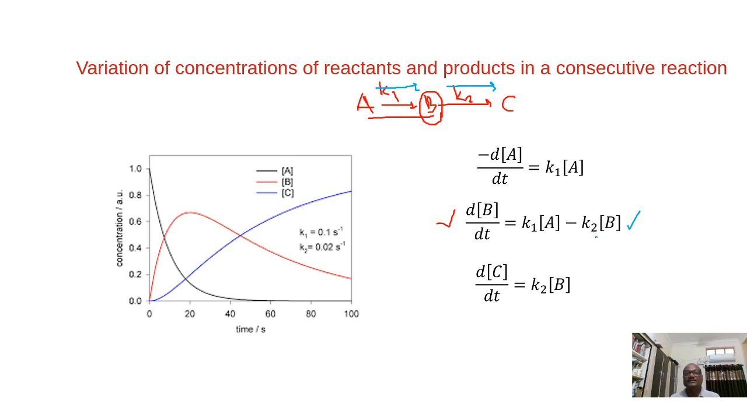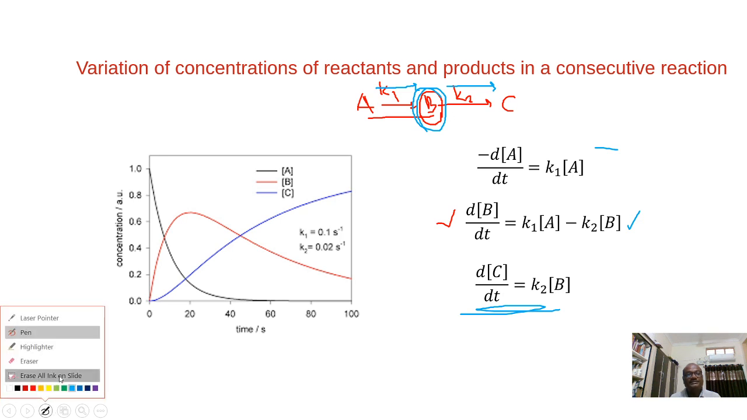Similarly, observe about C. It is forming only in the second reaction. That's why we write K2 into concentration of B, because for the second reaction, B is the reactant. So we can write formation of C in the reaction: d concentration of C divided by dt is equal to K2 into B.